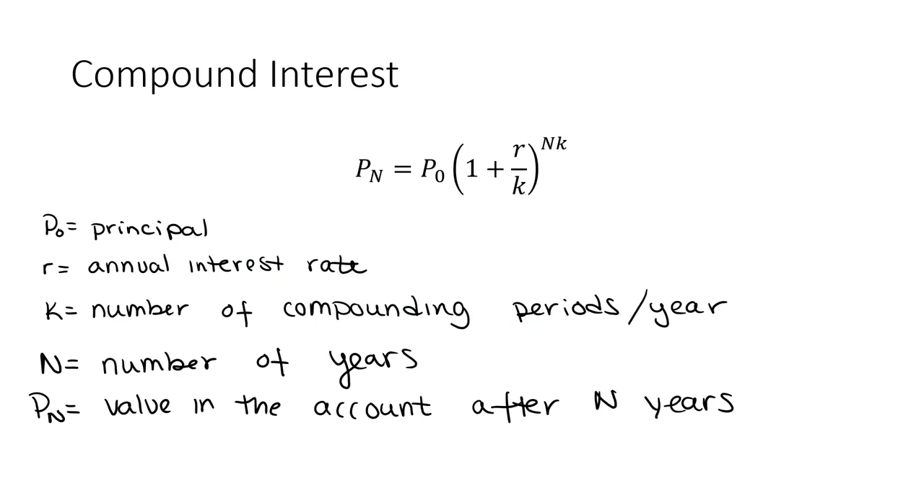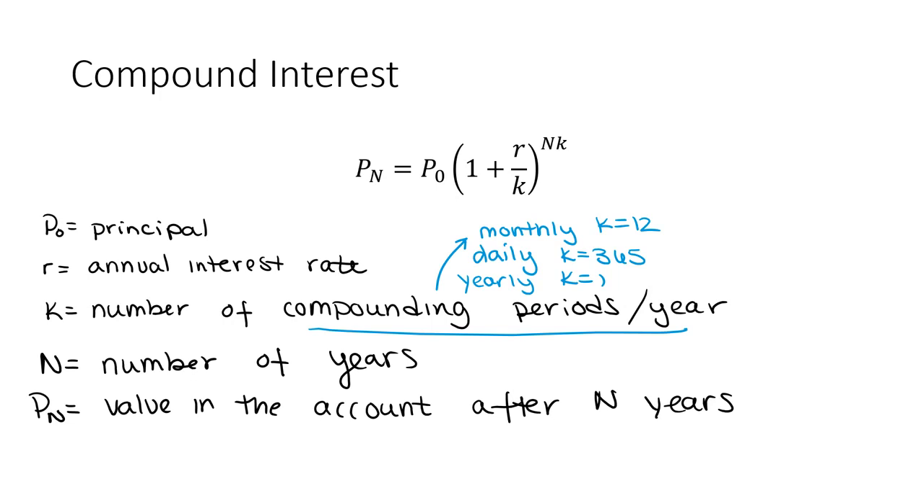So I have on the screen the formula for compound interest. In this formula, the P0 is still that principal or starting balance. R is still our annual interest rate. K now represents the number of compounding periods per year. And so that's usually specified in the problem, just indicating how often you are paid interest. N is our number of years, and then the PN is the future value of the account, or the amount after N years.